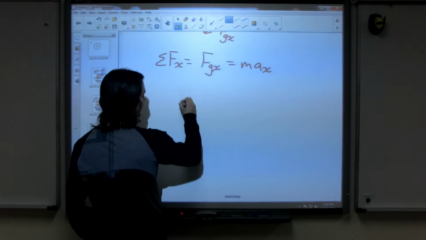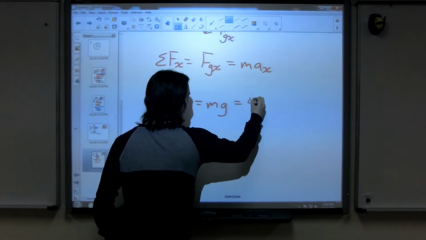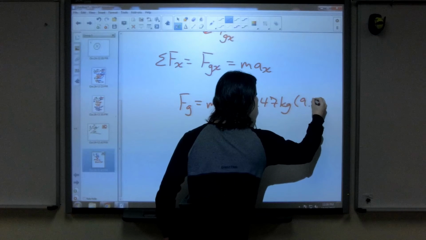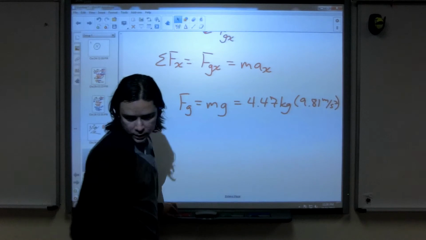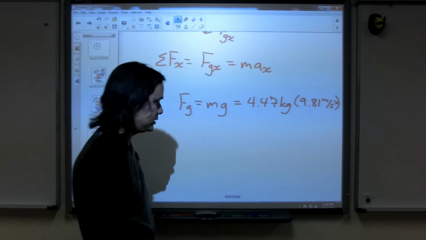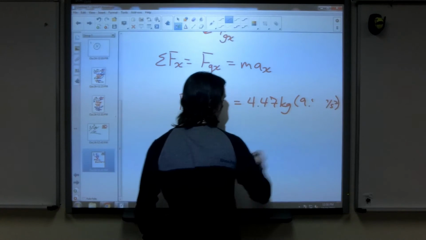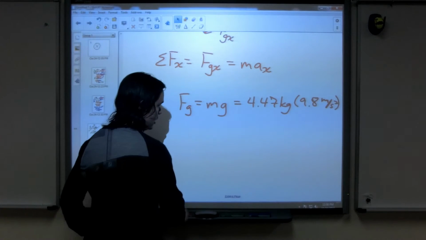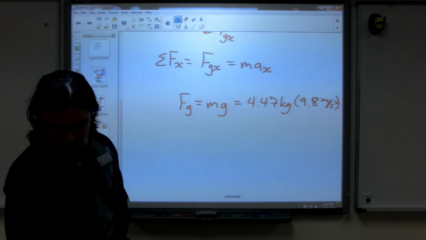You don't need it. We can find our force of gravity, which is going to be equal to mg, which for our numbers was 4.47 kilograms times 9.81 meters per second squared. I think in this one, let me double check, it says that the acceleration due to gravity is 9.8 meters per second squared. I apologize, I do this a lot. So we'll use the one that the problem gives us just to be safe.